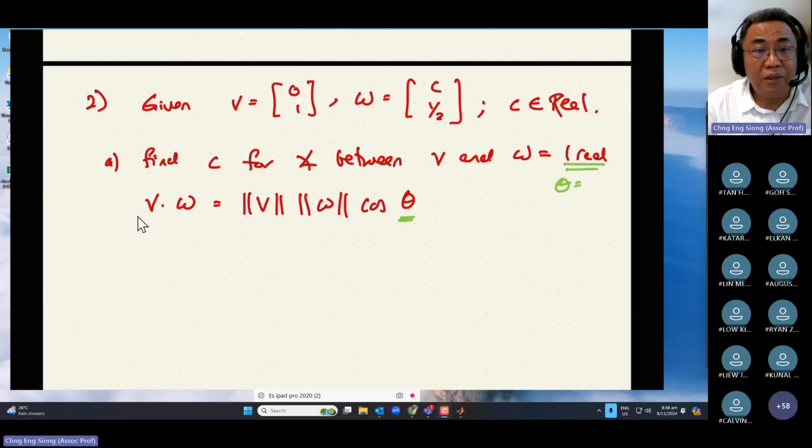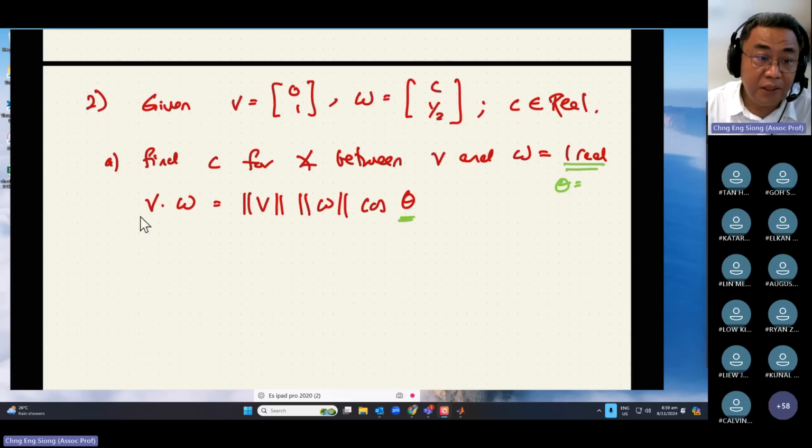We are given V. There's no problem. All the elements are here. W, the C is not given. So we cannot really calculate the norm of W, but let's push on. Theta is given. So actually we have one unknown here and one unknown here. So the question is non-standard, right? Not trivial, or not so easy, but let's see what we can do.